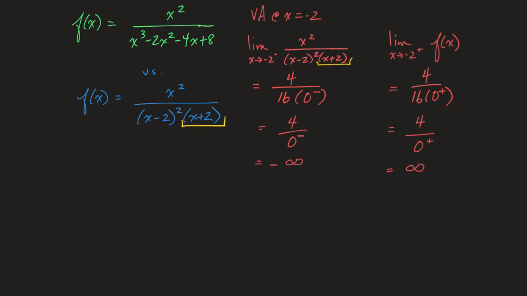Okay, what I want you to do is I want you to work your way through dealing with the nature as x approaches 2. That is, we're going to deal with the nature of the curve for our other vertical asymptote. I want you to try it on your own and we'll see if we match up. So go ahead and pause the video now.